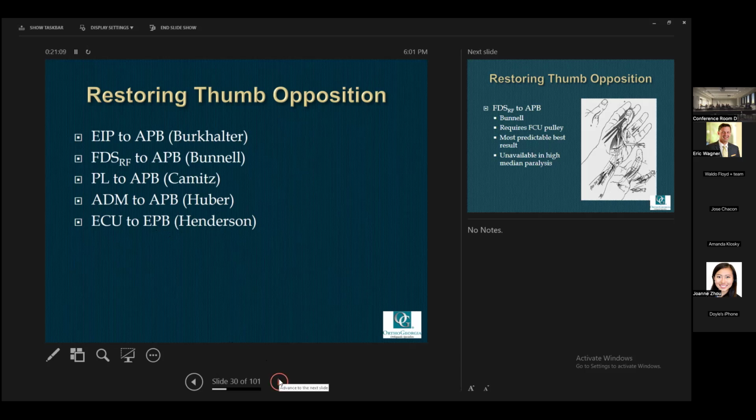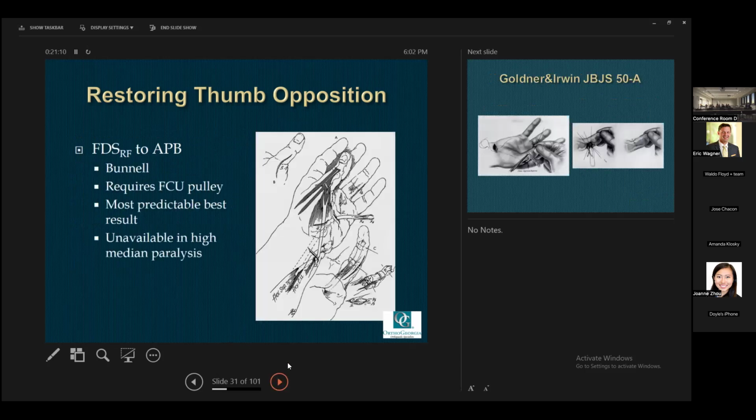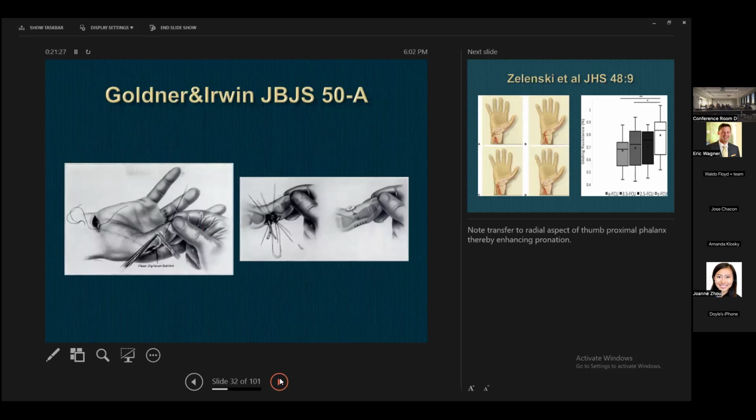So, it's rarely used, but it can be helpful. I like this transfer, the FDS of the ring to the APB. In fact, you need a pulley. I think it's the most predictable result. Of course, it's unavailable in high median paralysis.